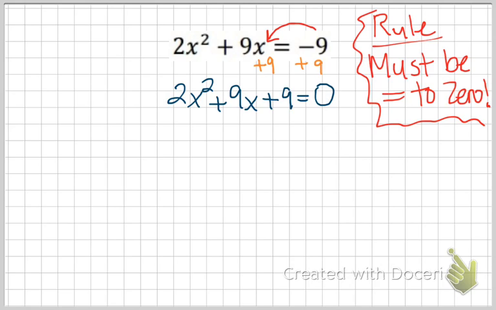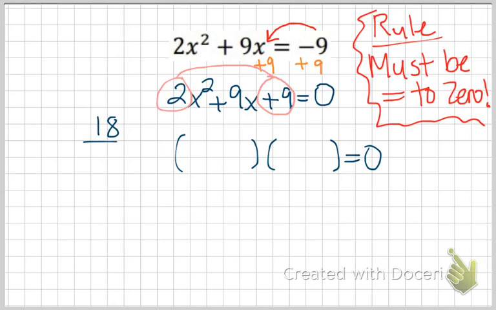Okay, so we need to factor. This equation has a leading coefficient that is not 1, it's a 2. So what we do is we use the AC method. And the AC method says you need to multiply A, which is 2, times C, which is 9. So I'm going to set up my two binomials, and we already know that they have to be equal to 0. So 2 times 9 is 18. So I need to find the factors of 18 that will give us a 9. So 1 and 18, 2 and 9, 3 and 6, and that's it.